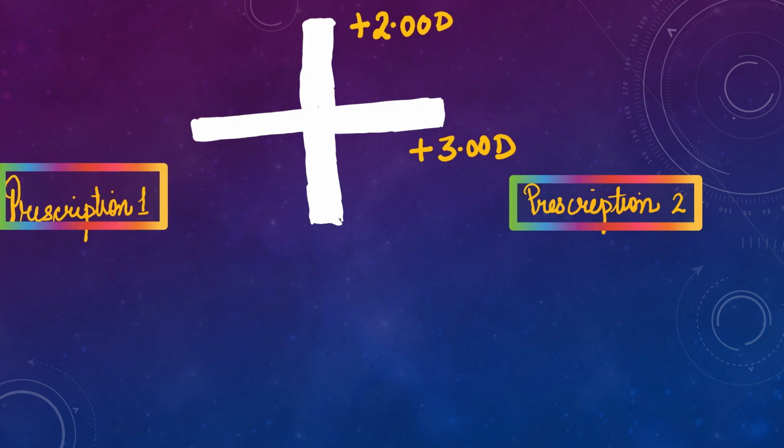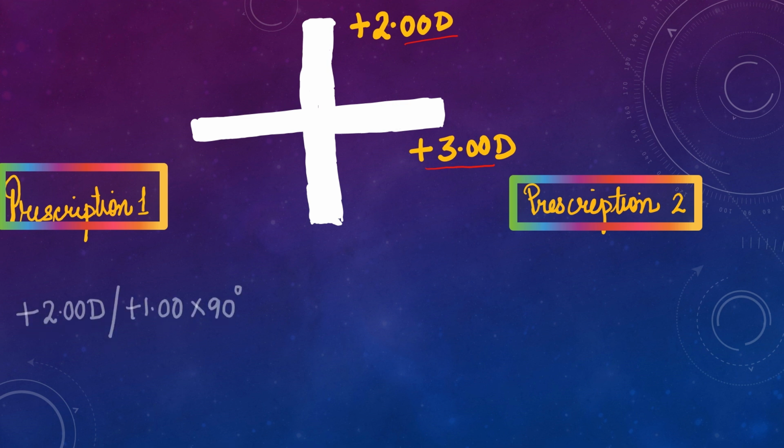Now let us try to have a look at this optical cross. In this optical cross, you can see that along the 90 degrees of the optical cross, the power is plus 2 diopters. And across the 180-degree meridian, the power is plus 3 diopters. Now let us try to write the prescription in two forms for this power cross.